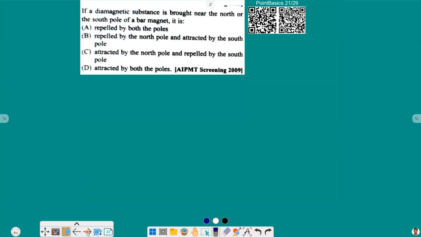Let's move to the next one. If a diamagnetic substance is brought near north or south pole of the bar magnet, it is repelled by both of the poles, because in diamagnetic materials they acquire an opposite, a similar field, such that they are getting repelled due to, we can say, inside eddy currents, so repelled by both sides.